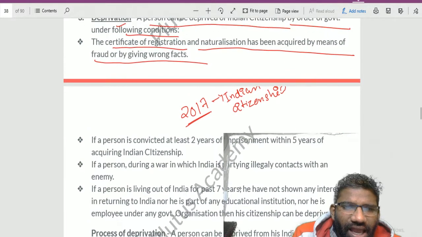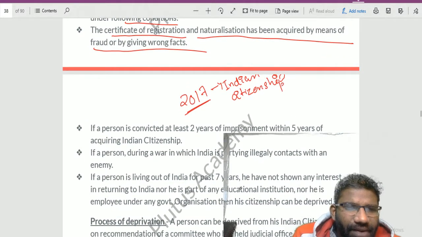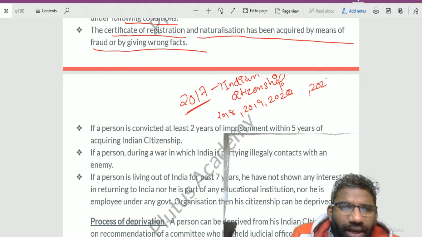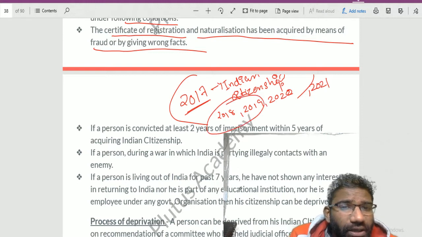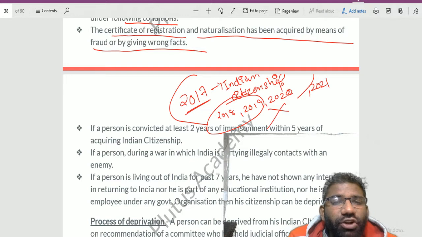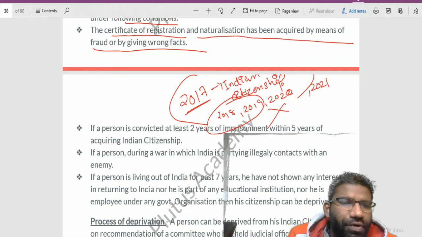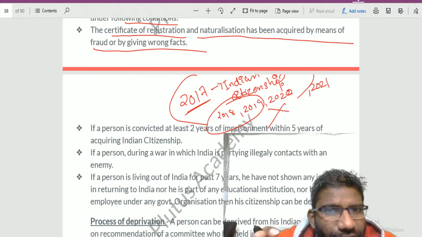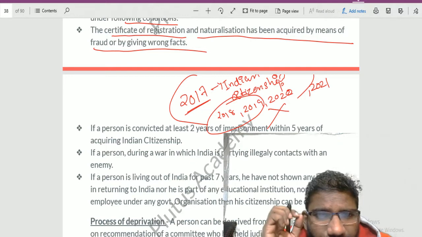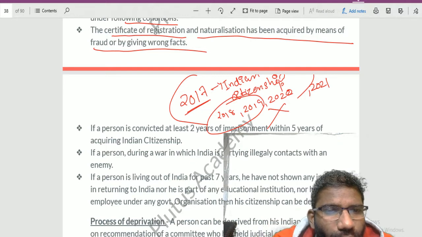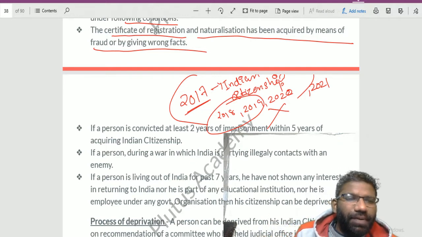That means if within the 5 years, that means 2018, 19, 20 and 21, within these 5 years, if he is put under bars, if he is jailed for 2 years, then his Indian citizenship would be deprived. That means within 5 years of getting the Indian citizenship, if the person is put behind bars for 2 years, then his Indian citizenship would be deprived.